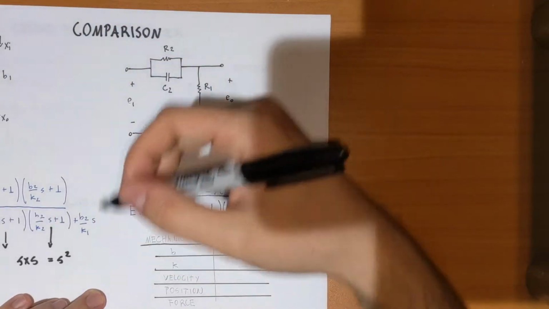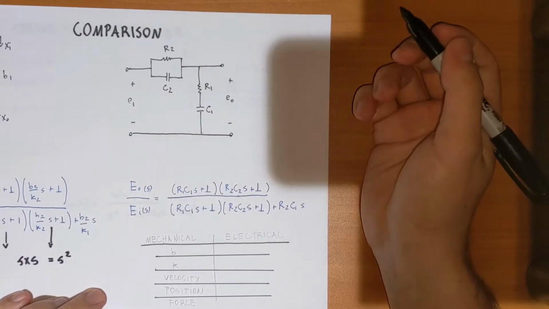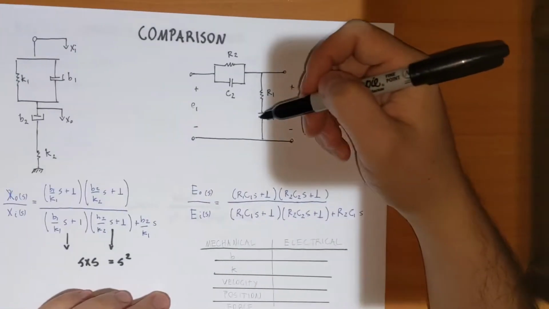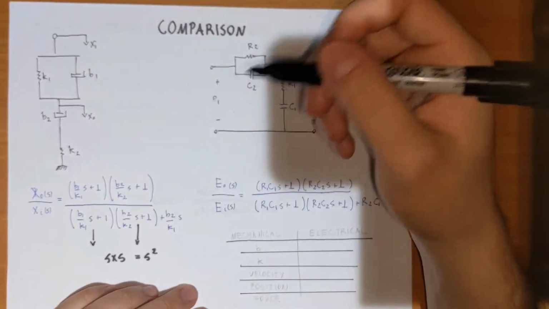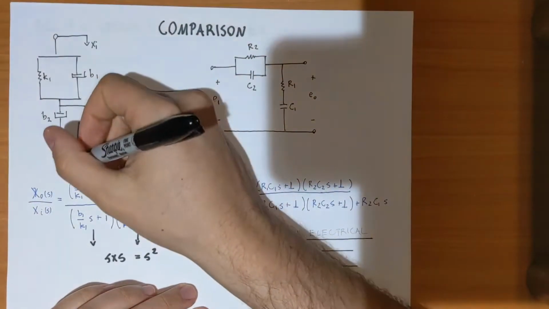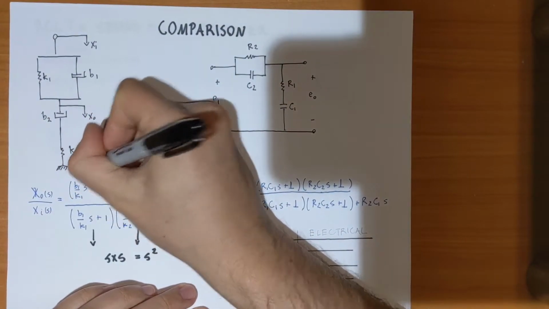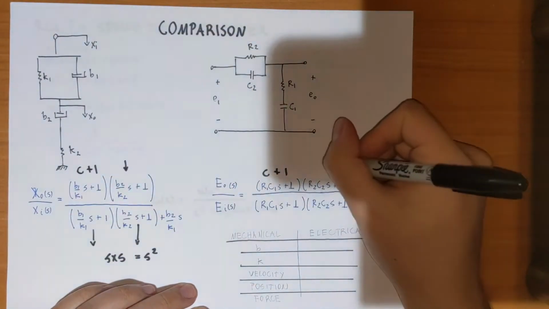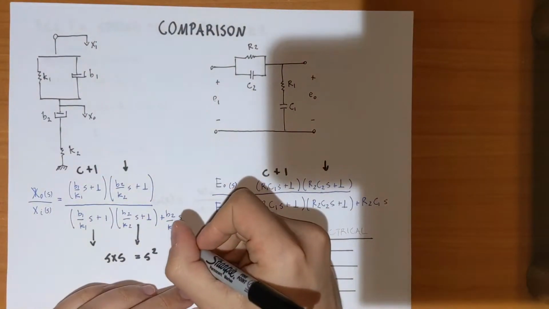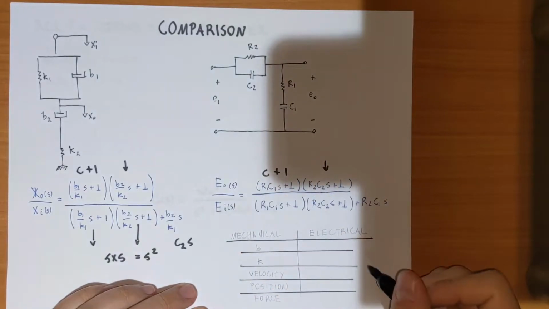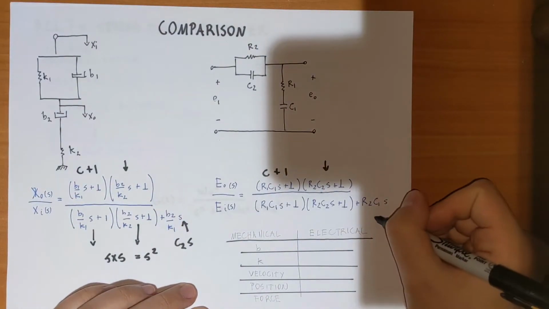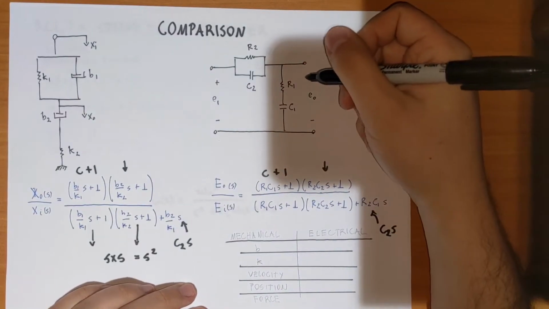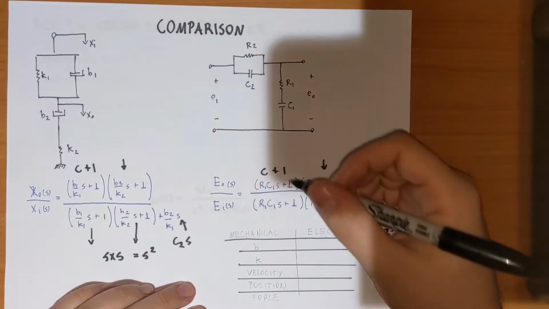So let's take a closer look at this system here. They clearly share the same format. Here you have a constant +1, and then here you have a constant +1, and it's the same here, and it's the same here. And here you have a constant 2 multiplying s, right? So these are basically, they have the same format.